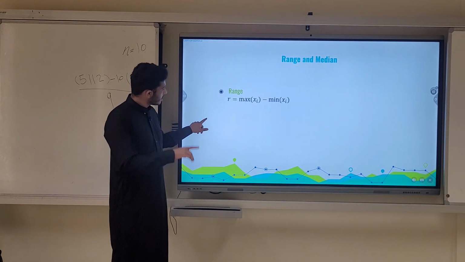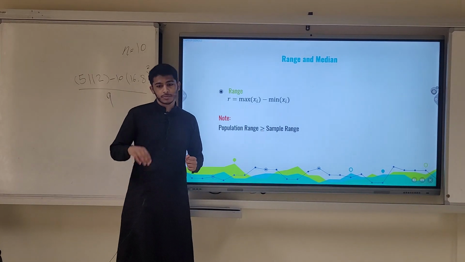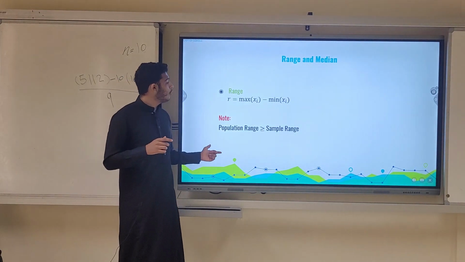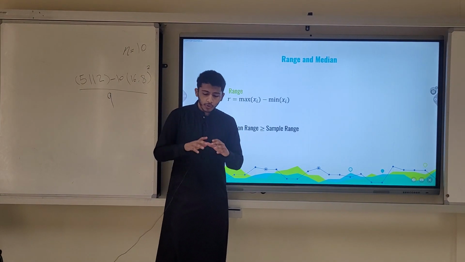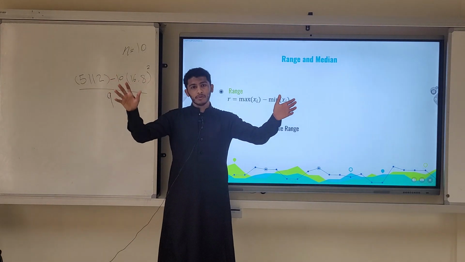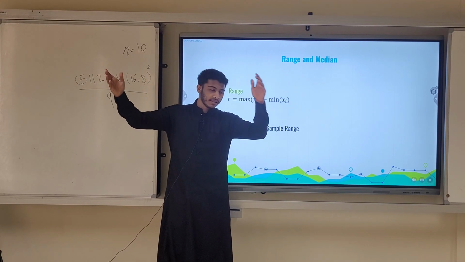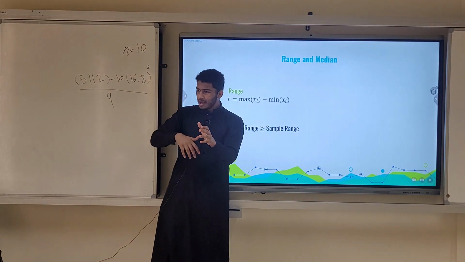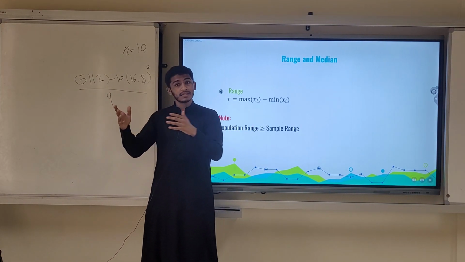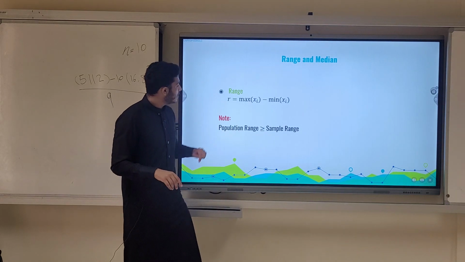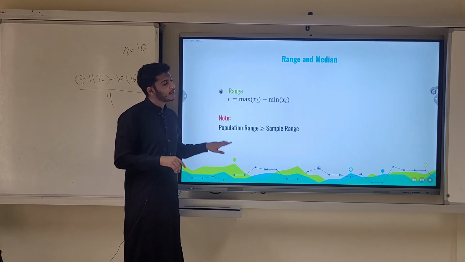A note worth mentioning regarding the range is that we have two ranges: the population range and the sample range. The population range is always either greater than or equal to the sample range. Why? Because if you're taking a sample from your population, you might not include both the highest value in the population and the lowest value. You might take something from the middle. You might take something that has the highest value, not the lowest. You might take the highest and the lowest, and in this case, you're going to have them equal. But always, the population range is either greater than or equal to the sample range.